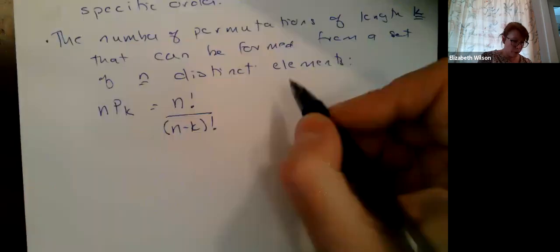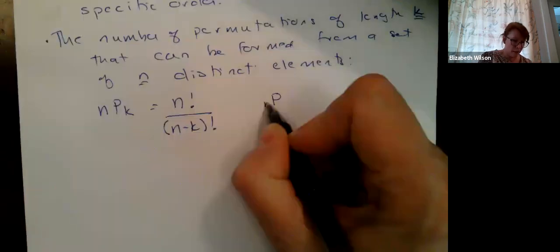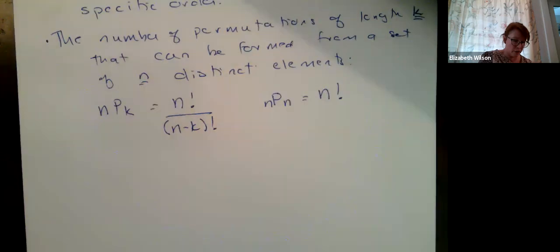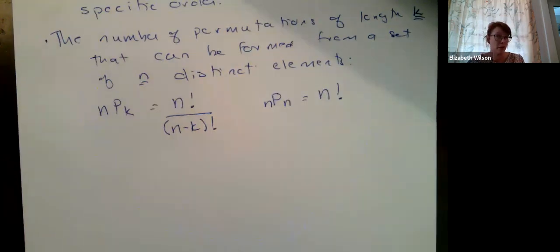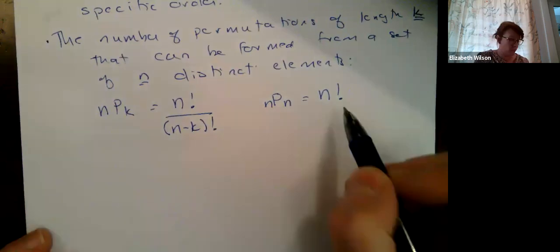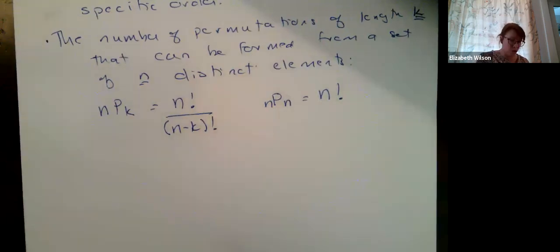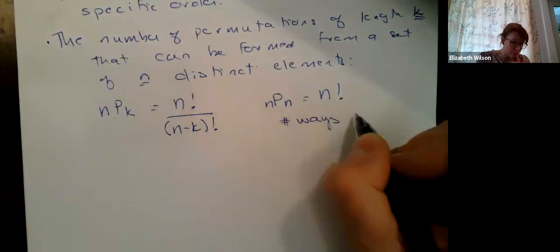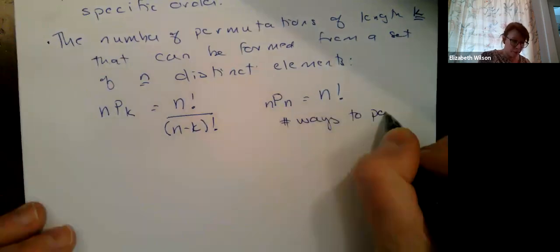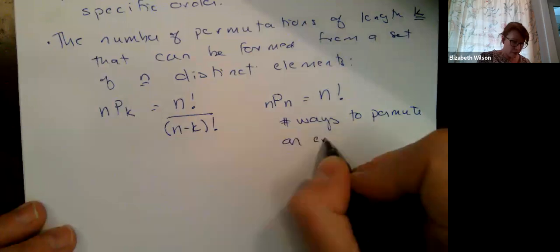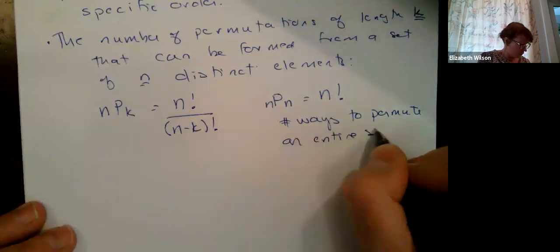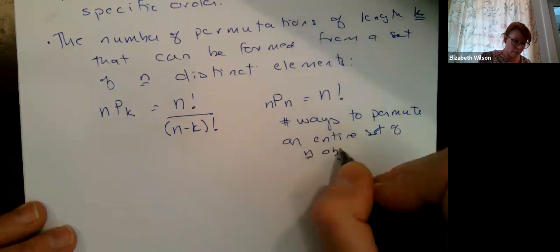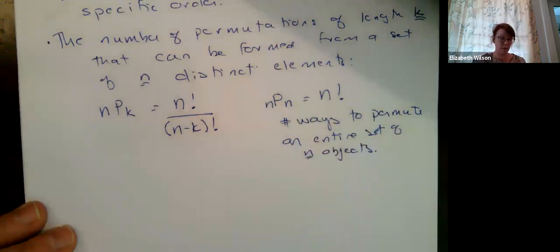Also I want to point out that if I do nPn, this is just n factorial, right? Because it's n minus n factorial, that'd be 0 factorial, which is 1, remember. So it's n factorial, okay? Which is essentially the number of ways, excuse me, to permute an entire set of n objects, okay?